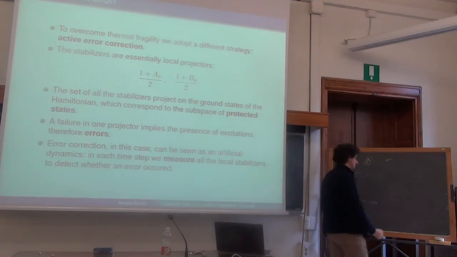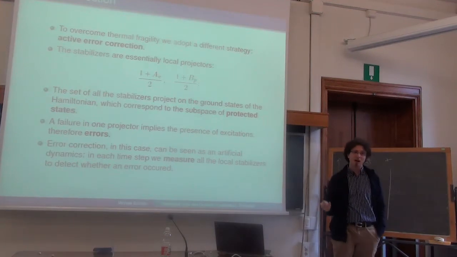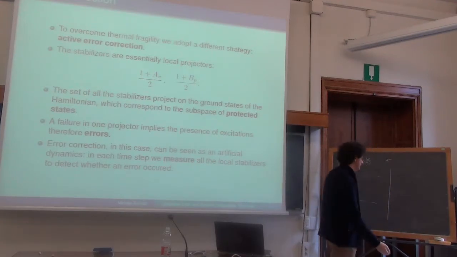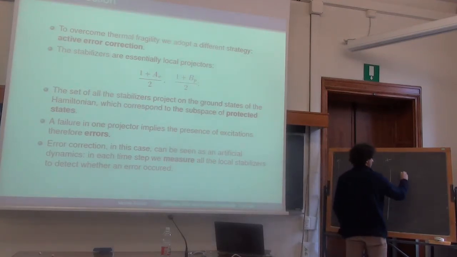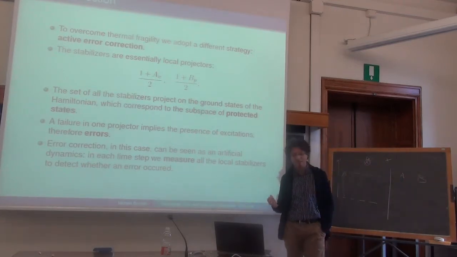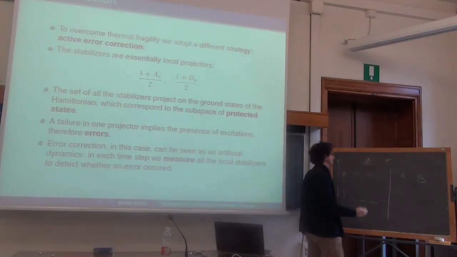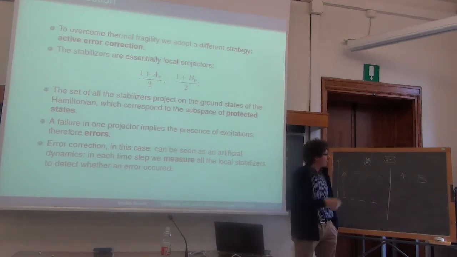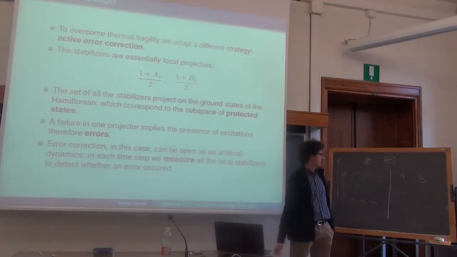So essentially, the trick of error correction is to discretize time. In each time step, I measure the set of all the stabilizers, all the small stabilizers. So in each time step, I measure all the B's and all the A's, and I look whether an error occurred. If an error occurred, I will detect some pair of excitations, either in the A's or in the B's. If no error occurred, or if my instruments are not good enough to detect it, I believe that no error occurred, but I do not see any excitation.